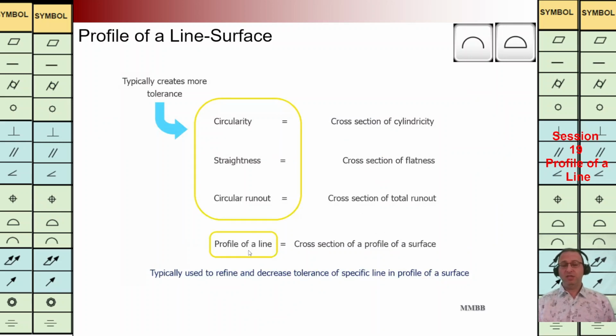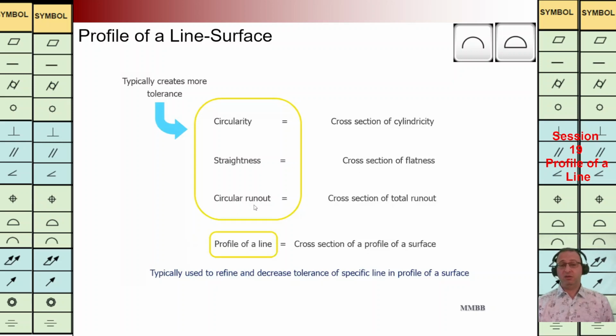Here I would like to highlight, whenever we are going to use line profile, the TZ for line profile is smaller than the TZ for surface profile. We are going to use line profile for a specific line. When we have a contact, for that contact line, we are going to use line profile beside surface profile. While for circularity and cylindricity, we have the same order of the TZ. And the same for straightness and flatness, we have the same order for the TZ.